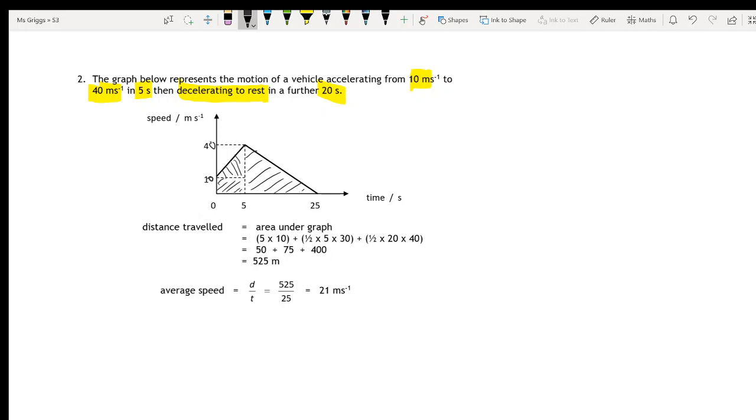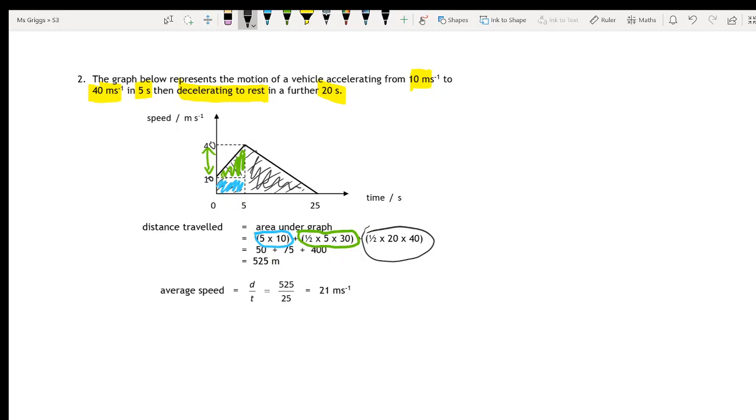So distance travelled, area under the graph. So we've got 5 times 10, which is this one here. Then we've got half times 5 times 30, because that's 30 there. It's that one. And then we've got that final one, half times 20 times 40, which is this one here.